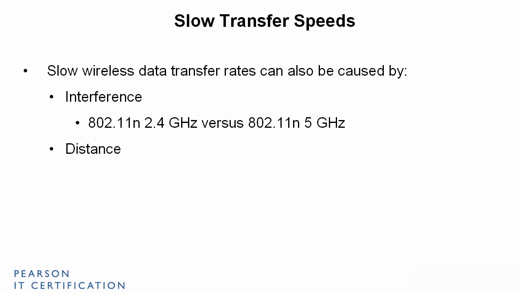Then there's also the distance. The farther away you are from the wireless access point, the slower your data transfer is going to be. That's because the radio signals have to pass around or through walls and doors and ceilings and floors and everything else. So the distance is really going to be the big factor.